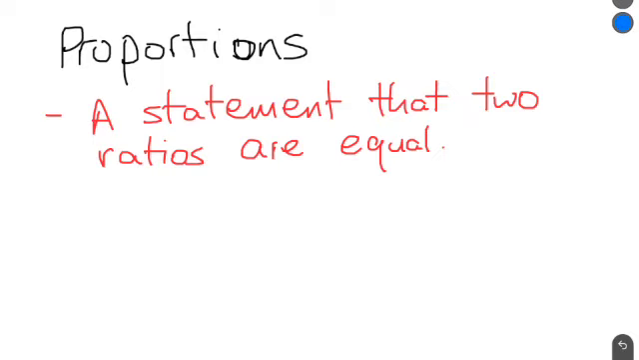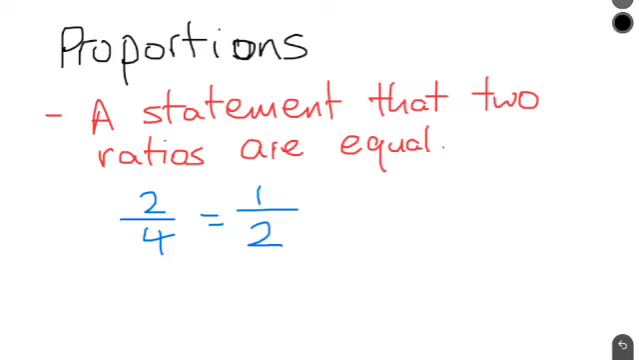Today we're going to talk about proportions. A proportion is a statement that basically says that two ratios are equal. So for example, you see two ratios where 2/4 is equal to 1/2. That's a proportion.